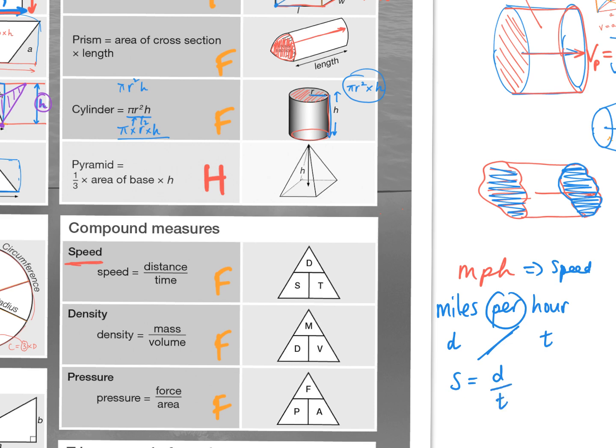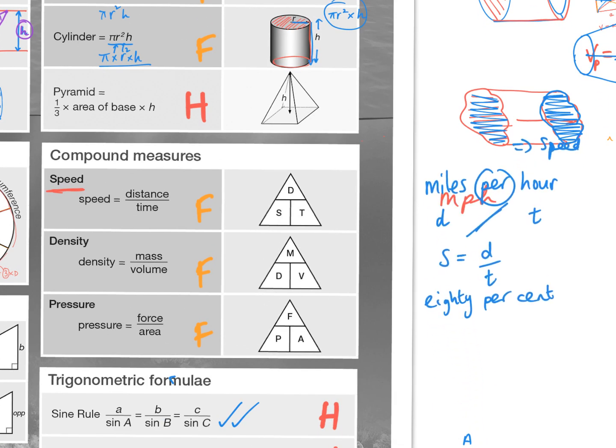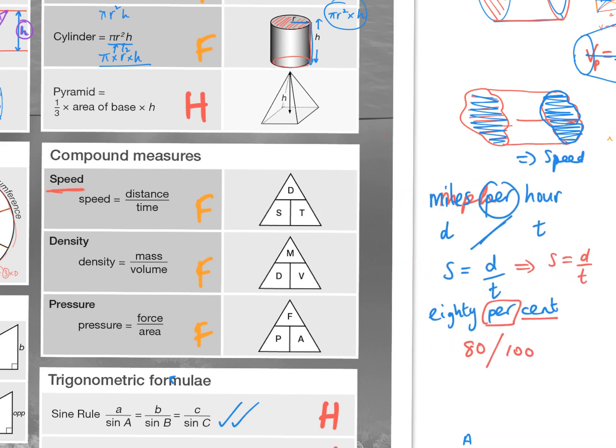Okay, so when you're saying 80%, for example, if you write that in English, 80 per cent, well, what would that be? Well, in this case, you would write 80 divided by, because that's what per means, divided by, and cent means 100. So you'd have 80 out of 100, or 0.8. So if you think about speed as distance over time, then you can use your algebra to find the other ones.